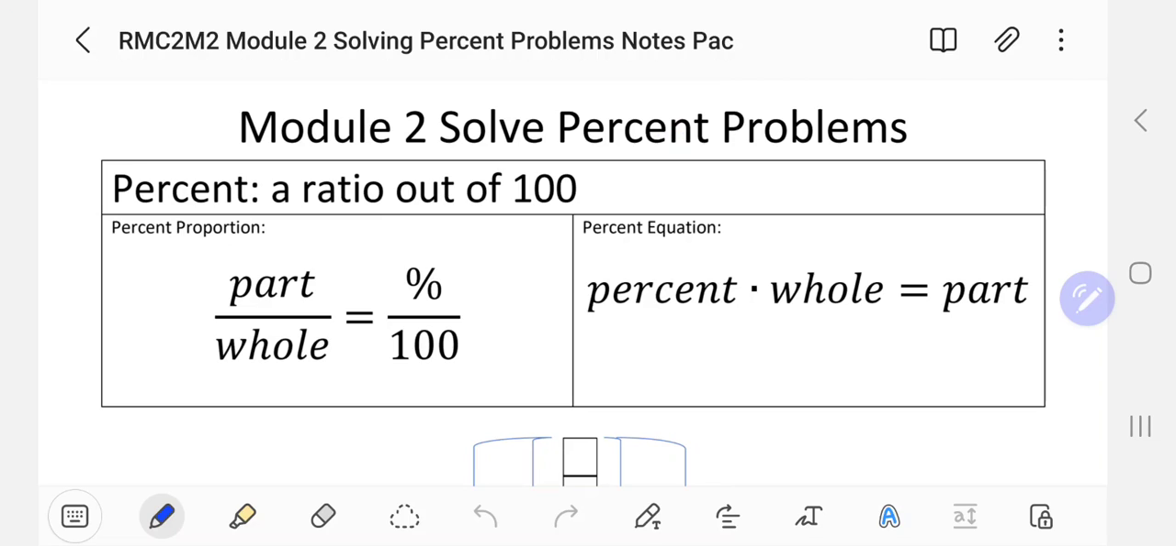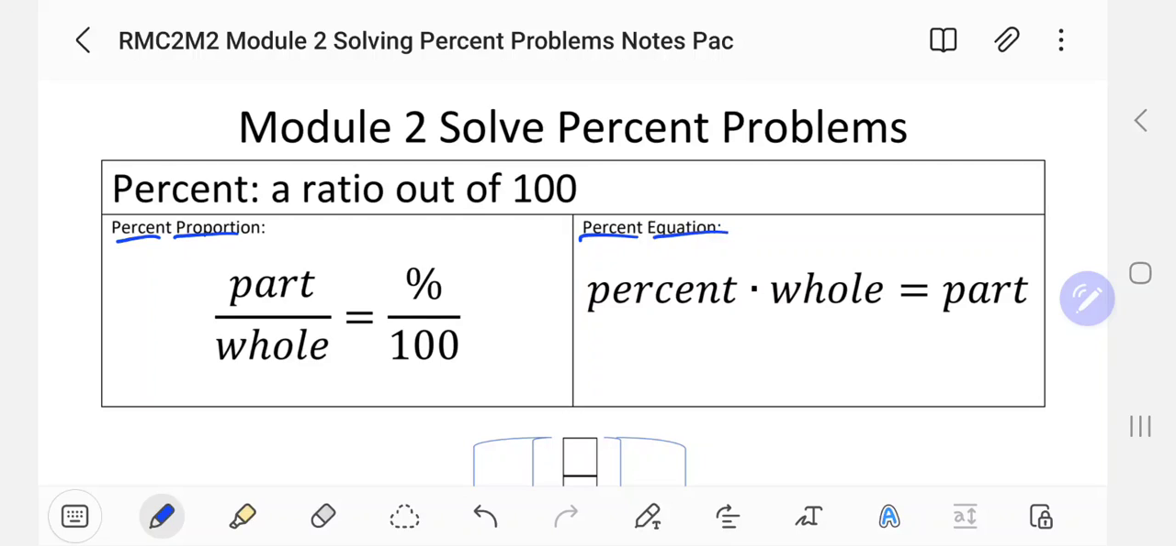It's just another ratio. You know how we had equal ratios? We set up all sorts of proportions last lesson. Well, this is the same thing, except you're always comparing to 100. All right, so we have two things here. We got the percent proportion, we got the percent equation. Some of you will like one, some of you will like the other. You just have to find the way that works for you.